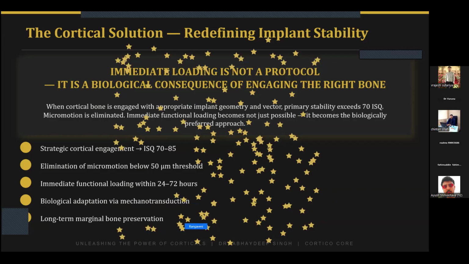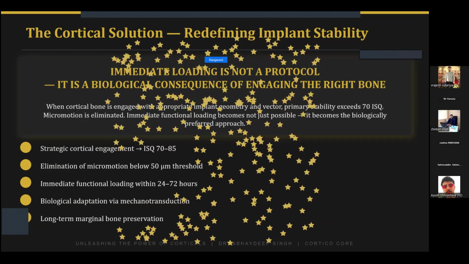This immediate functional loading within 24 to 72 hours might be a blessing, or you can call it a compulsion, that we have to load it within 72 hours because the remodeling process in the cortical bone is slightly different from the alveolar bone. After 72 hours, the osteoblastic and osteoclastic activity starts. The bone resorption around the implant thread starts. We do not want to load the implant in that window, when bone resorption is happening around the bone-implant interface.